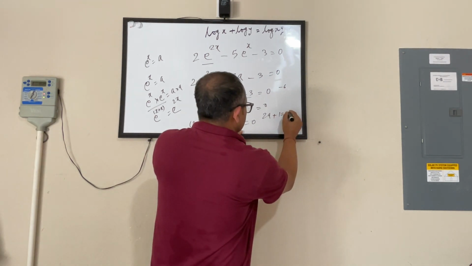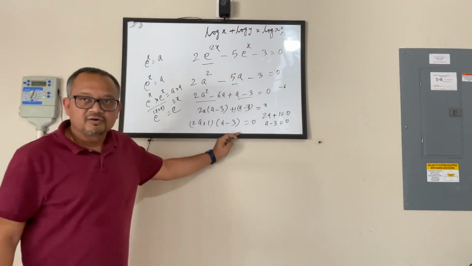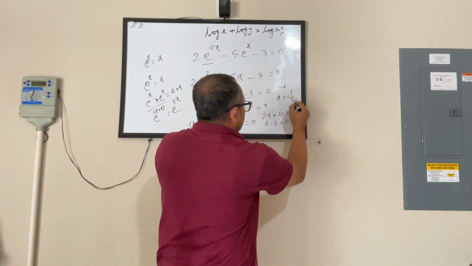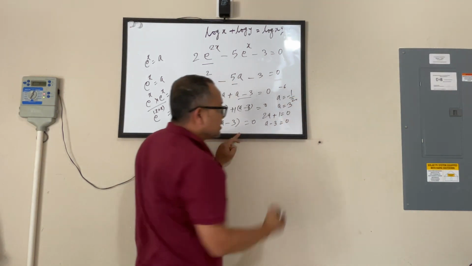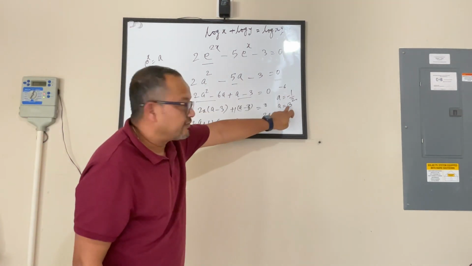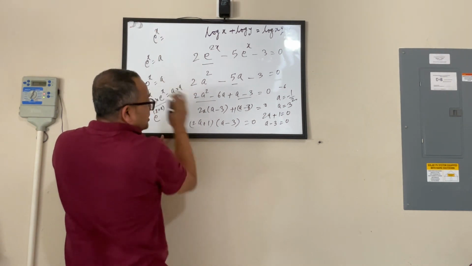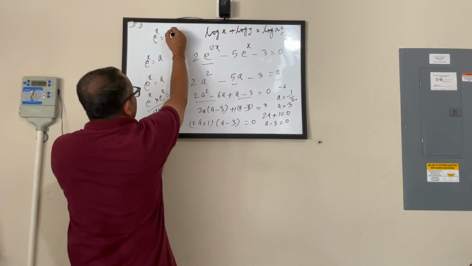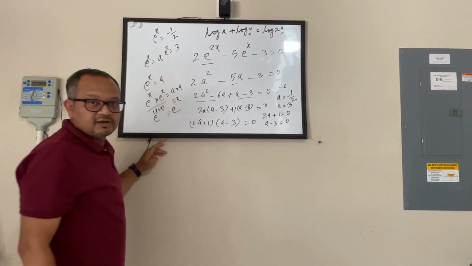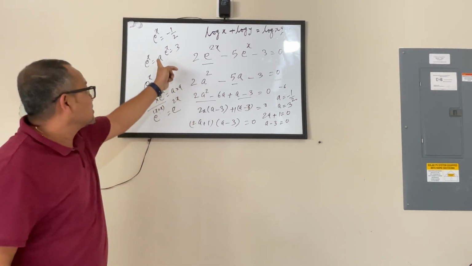2a plus 1 equals 0, or a minus 3 equals 0. Okay. So a equals minus 1 by 2, or a equals 3. Now there are two values of a that we have got. And what is a? e to power x is a. So the value of e to power x is either minus 1 by 2 or it is equal to 3. Now you can apply the natural logs and find out. Here you will have two answers for this one.